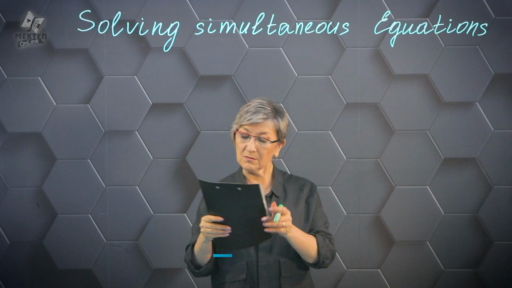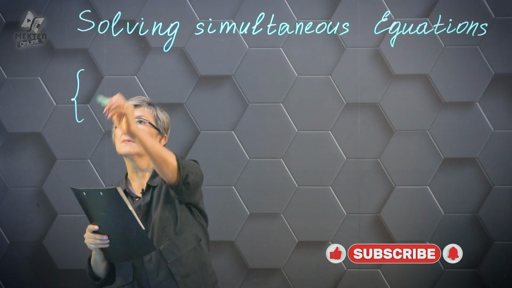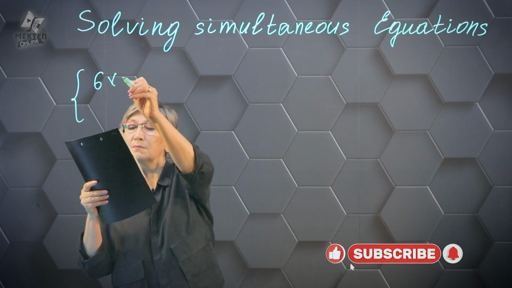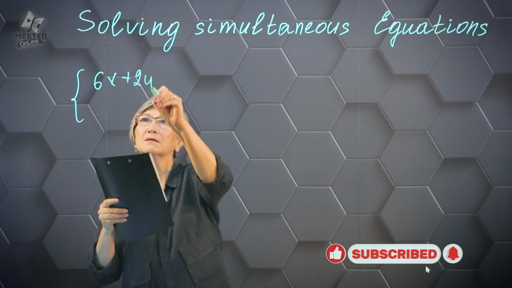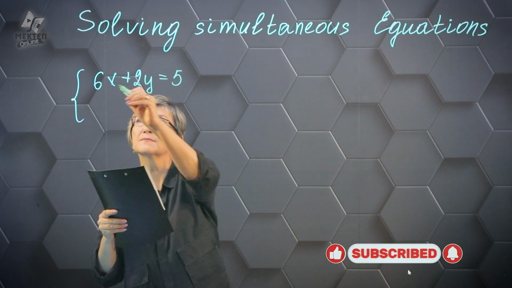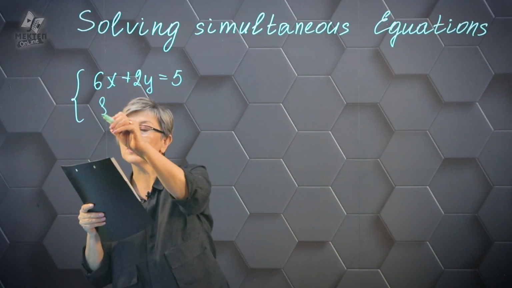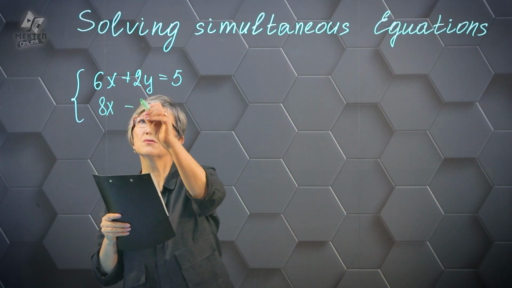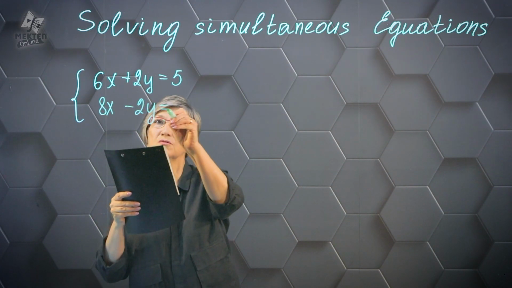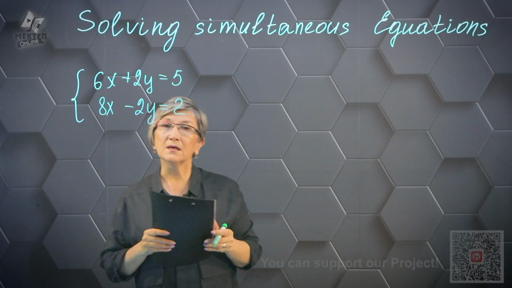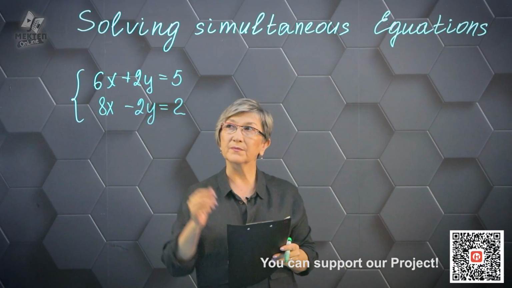Let's write down the system. 6x plus 2y equals 5. The second equation: 8x minus 2y equals 2. And we're going to solve this system.